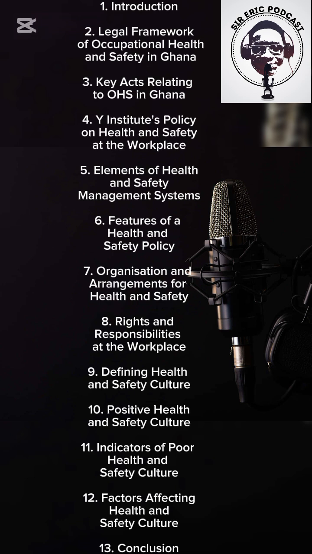Section 10. Factors affecting health and safety culture. 1. Management commitment. Leadership sets the tone for safety priorities. 2. Job security. It affects employees' attitudes towards safety. 3. Supervision levels. They ensure adherence to safety practices. 4. Training access. Provide employees with necessary knowledge. 5. Employee involvement. Encourage participation in safety decisions.